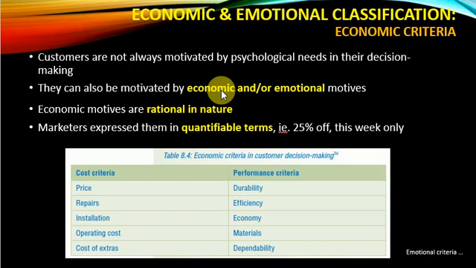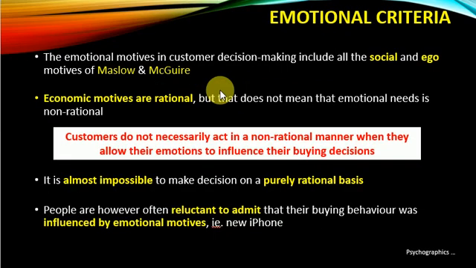We also have performance criteria for our products, like the durability, dependability, and efficiency that we consider before we make a final buy decision. Our emotional criteria that we use, those include all the social and the ego motives of Maslow and Maguire. And although economic motives are sort of more rational, it doesn't mean that our emotional needs is non-rational. Customers do not necessarily act in a non-rational manner when they allow their emotions to also influence a buying decision.